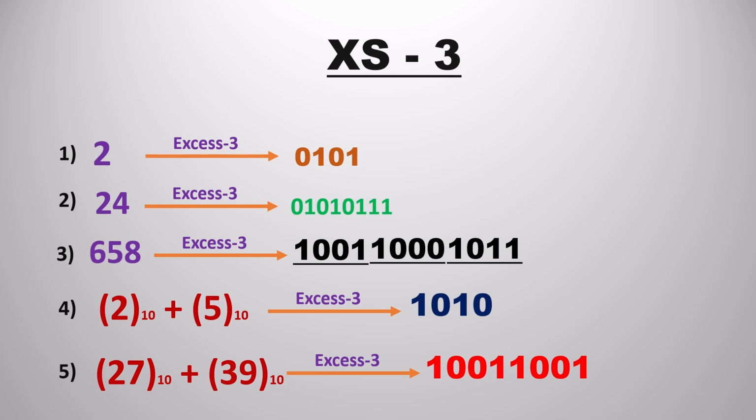These are the overview of the things that we have discussed in this session. 2 is converted to XS3, 24 is converted to XS3, 6 plus 8, 2 plus 5, 27 plus 39. These are the things converted. If you don't understand, please recheck the video once. I hope you understood all. If you don't understand, comment down below. I will reply to you.